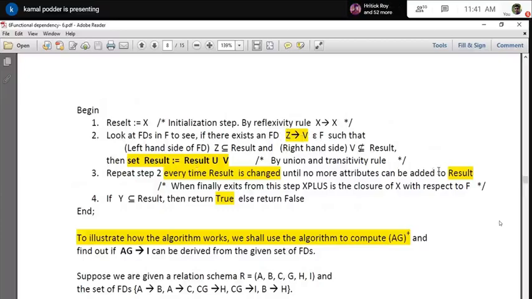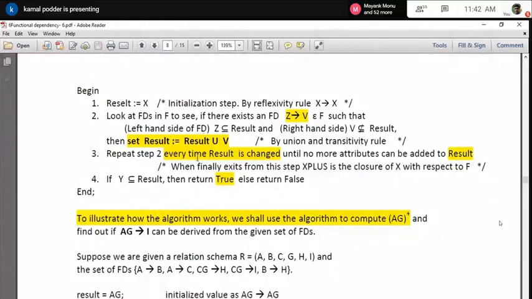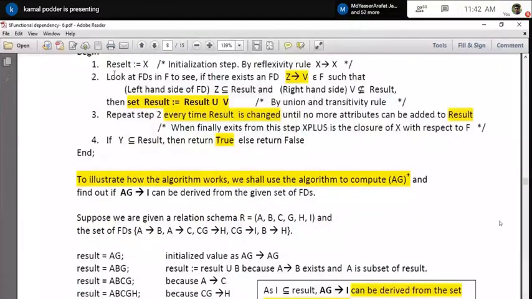Understand? First take an FD, take the left hand side, check whether that particular left hand side is in the result or not. That means it is a subset of the result or not. If it is a subset of the result and you have not yet included the V into that result, then you include the V in the result. You union this thing, that means you are including this thing. And repeat this step 2, you have to repeat for every FD until you find that the result is not changing. As soon as you find that the result is not changing, then you stop. So it is a very simple algorithm.